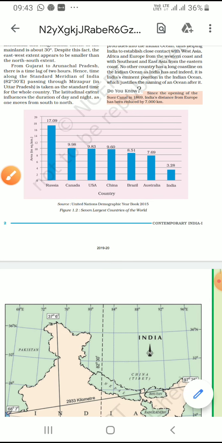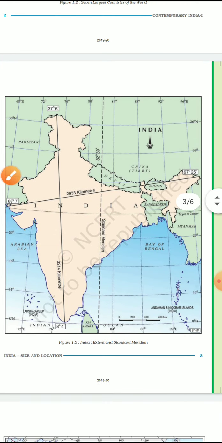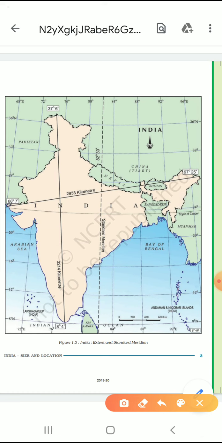Now you have already learned about latitudes and longitudes. Longitudes are the vertical lines, latitude is the horizontal line. So when you are going from Gujarat to Arunachal Pradesh, there is a time lag of 2 hours.